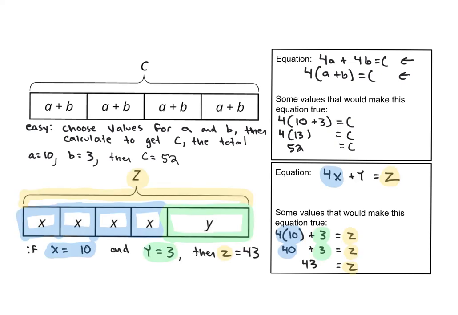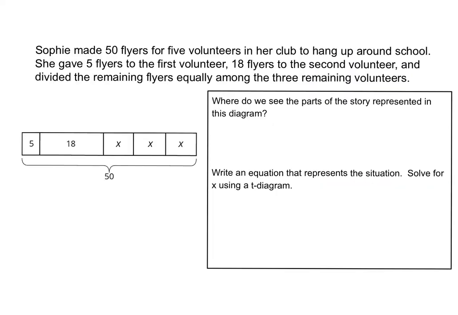So here's what I came up with. My equation is 4x plus y is equal to z. And then I just chose some random values for x and y. I chose x equals 10 and y equals 3. Plugged them into my variables. So instead of 4x plus y equals z, I had 4 times 10 plus 3 equals z. So 43 equals z. So I came out with if x equals 10 and y equals 3, then z equals 43. All right, let's see how these work with some story problems.